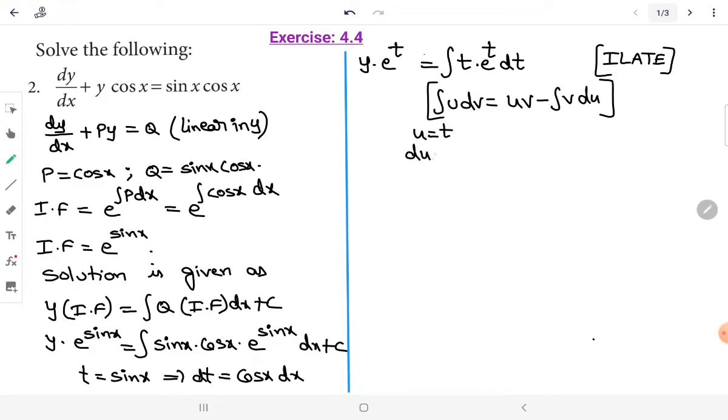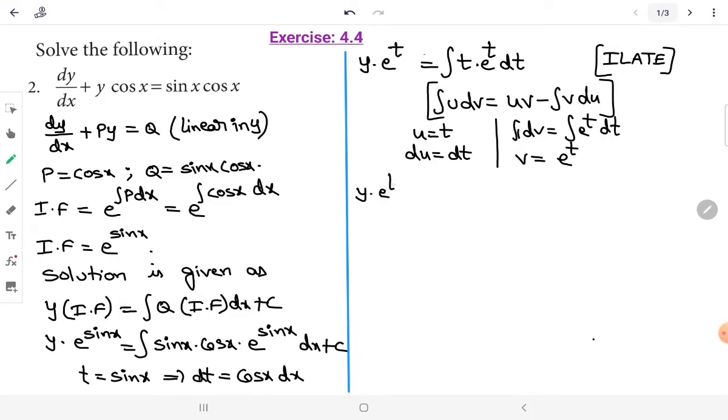So therefore for u, if you differentiate, the derivative of t will become dt. Then integral dv is nothing but integral of e power t dt. So integral dv means 1 dv. Integral 1 dv is nothing but v is equal to e power t. Integral e power t is e power t.